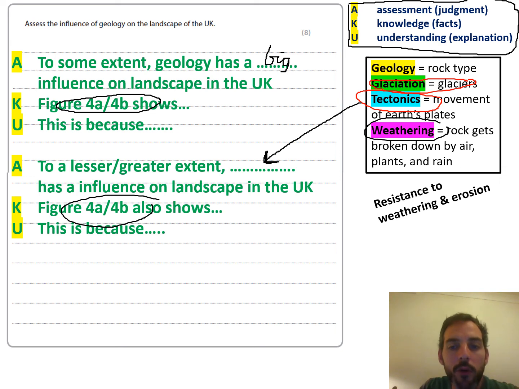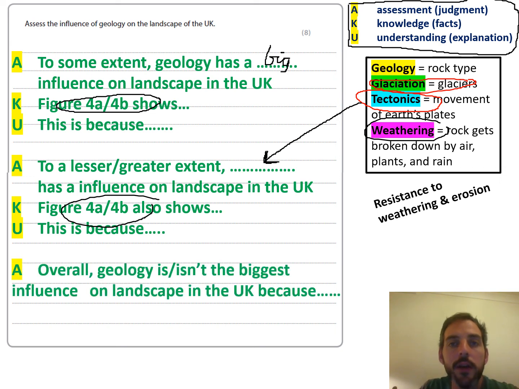And finally, we're going to do our conclusion. Our conclusion, give your opinion. Overall, I believe, my opinion is geology is or isn't the biggest influence. Give your opinion and explain it, and just keep it simple. Pause now. If you need to go back, please do so. And I hope this has been useful to you, and I look forward to seeing what you get with this.